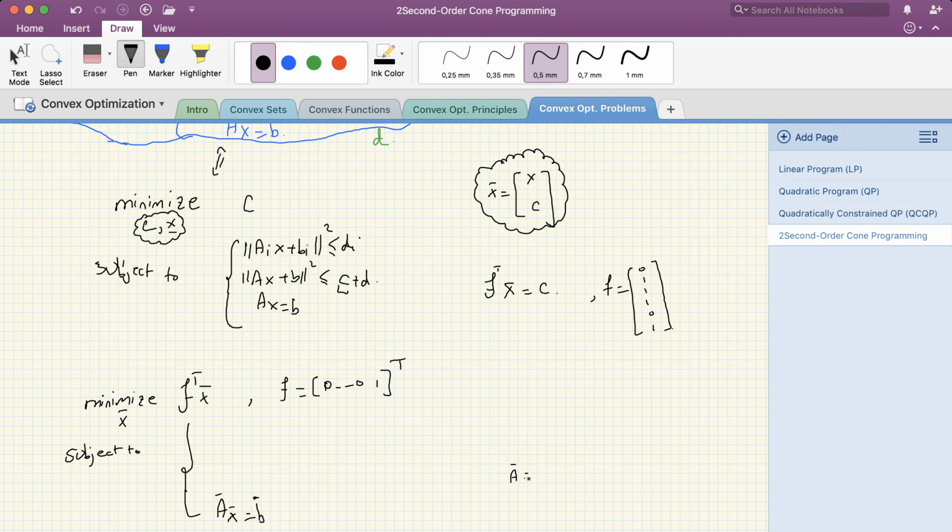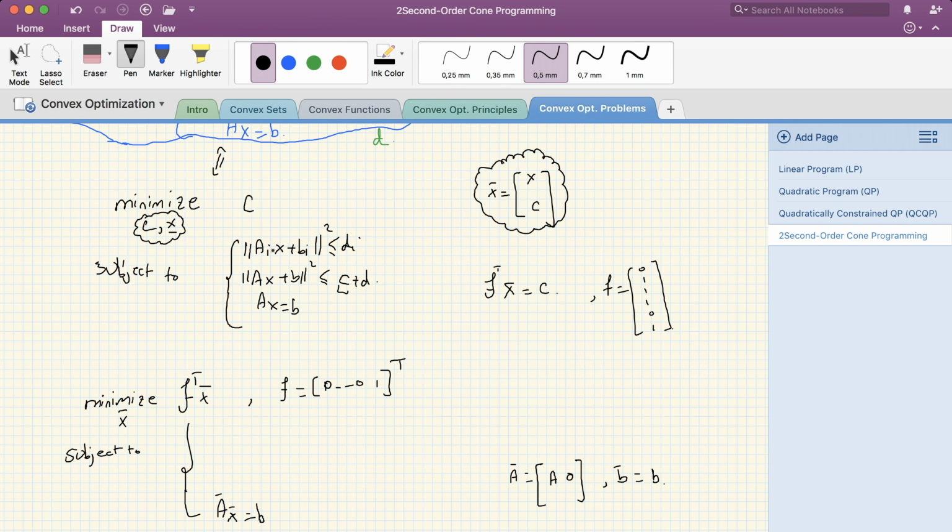Where A bar is nothing other than matrix A with the last column being all zeros, because the C does not show in the affine constraints, so I'll neglect it in that way. Similarly, B bar is B. That's it. Nothing is changing in the rows, so I'll keep it as B. So I might as well remove the bar on the B. Okay, good. That solves this.